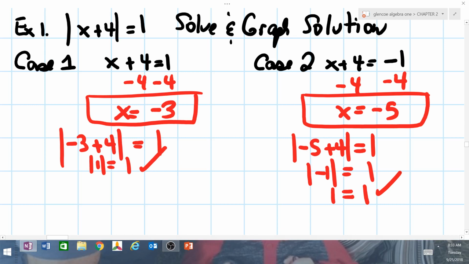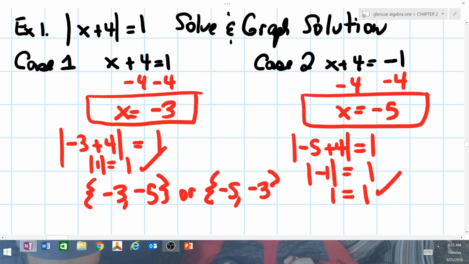You have to do both cases. There are always going to be, look and listen, 2 answers, 2 cases. Okay, and your answers are going to go in set builder notation. So your answers would look like this. Negative 3, negative 5, 4, negative 5, negative 3.